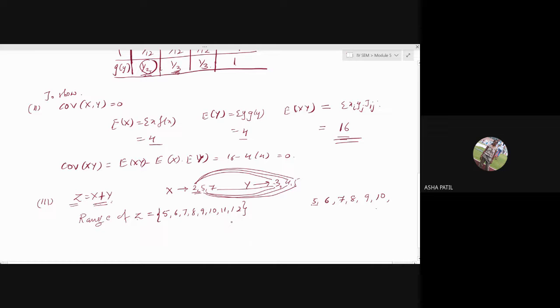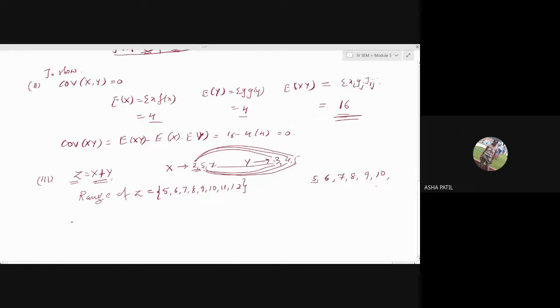Now you have to write its probabilities. I'll write the table: probability distribution of z, with columns z and f of z. The z values are 5, 6, 7, 8, 9, 10, 11 and 12. Can you tell what the probability is that z is 5? When is z equal to 5? When x equal to 2 and y equal to 3.